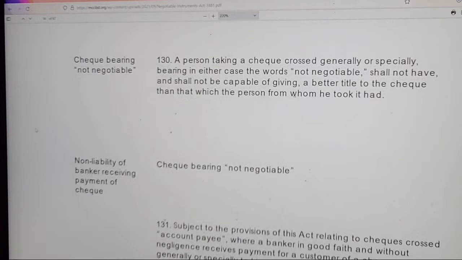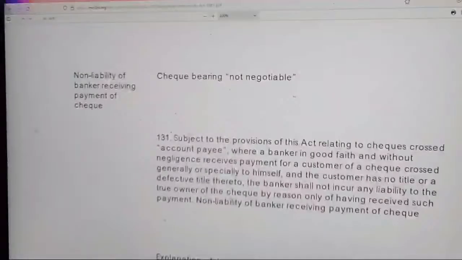Check bearing not negotiable. 130. A person taking a check crossed generally or specially bearing in either case the words not negotiable shall not have and shall not be capable of giving a better title to the check than that which the person from whom he took it had.